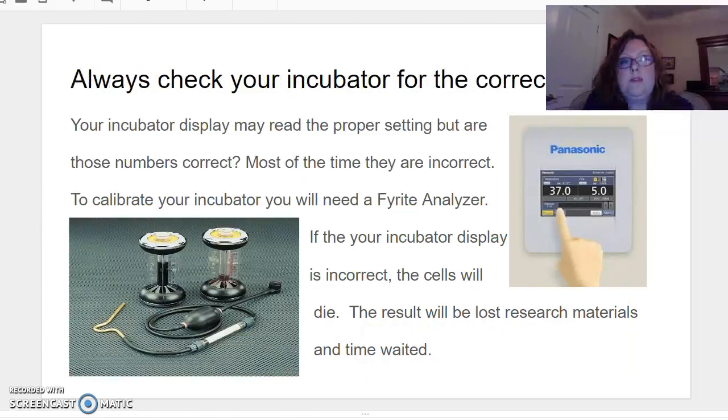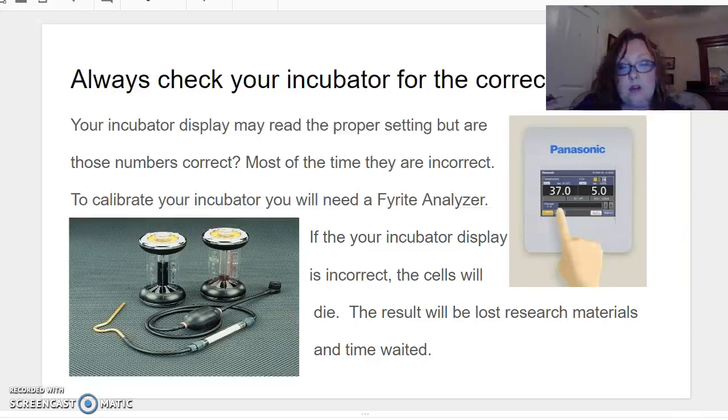Even though most incubators, as you see on the right in this picture, display the temperature and the CO2 and the oxygen on most, and it's automatic once you plug it in and have all the gas hooked up, is that right? Is that temperature display correct? Most of the time it's not, even though it comes that way.